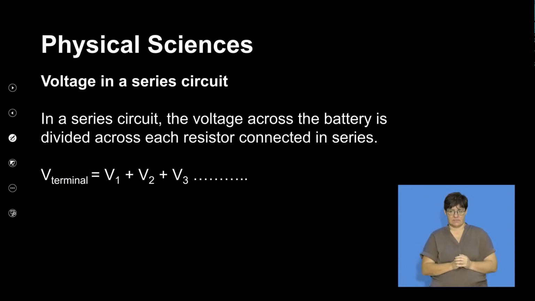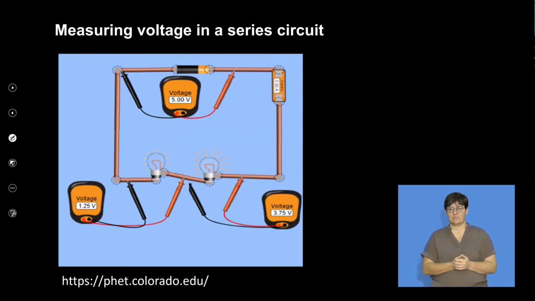Right. What about voltage or potential difference as far as a series circuit is concerned? So what are we saying? We're saying that in a series circuit, voltage across the battery, we can think of this in terms of total voltage, is divided across each resistor connected in series. Let's say, for argument's sake, we had our two resistors, which is light bulb 1, let's call it R1, and light bulb 2, let's call it R2.